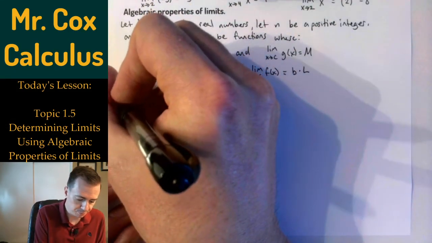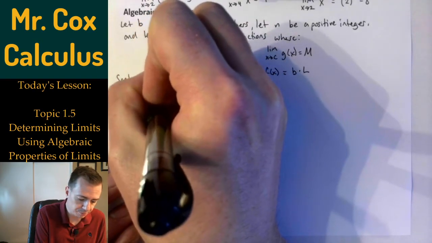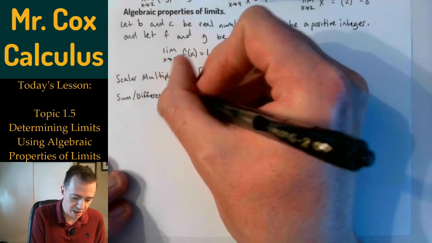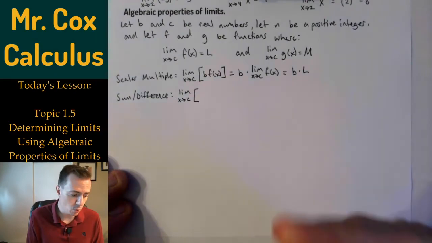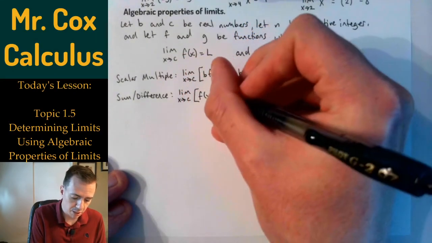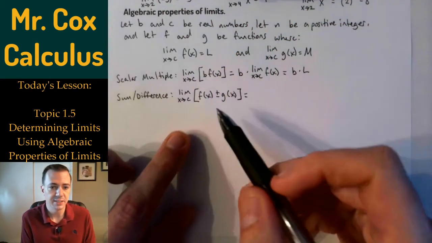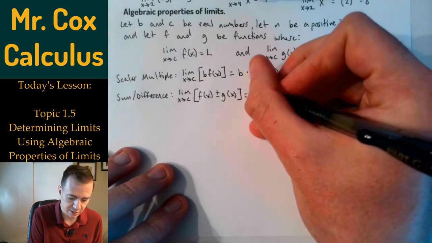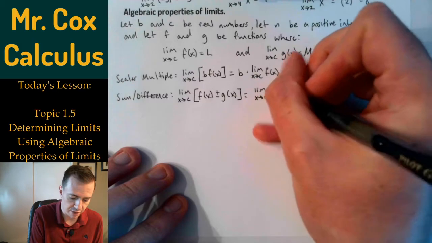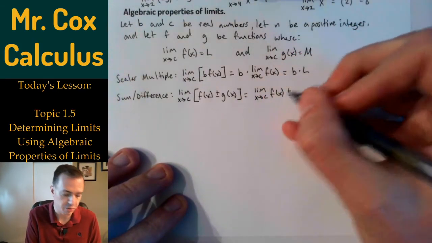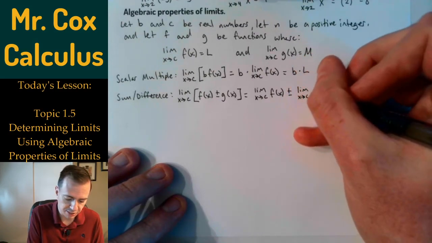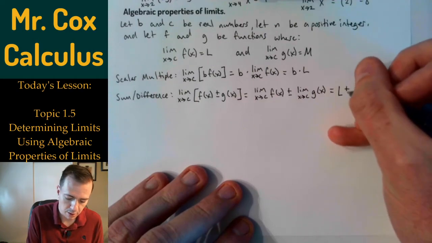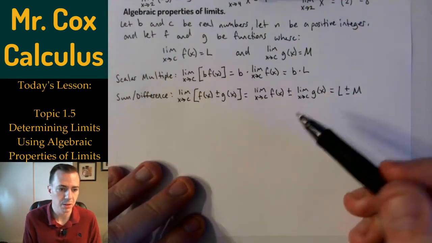The next thing I want to look at is my sum and difference property. This is where I'm going to incorporate both my functions f and g. What this says is that if I have the limit as x approaches c of the sum or difference of two functions, f of x plus or minus g of x, then the limit of this sum can be expressed as the sum of the limits. So I can express this as the limit as x approaches c of f of x, plus or minus the limit as x approaches c of g of x. And again, we have these defined for us. This is defined as L, and this is defined as M. So that equals L plus or minus M.